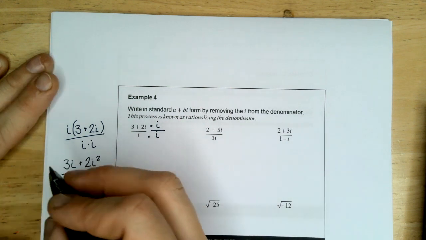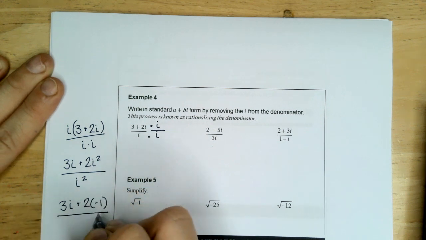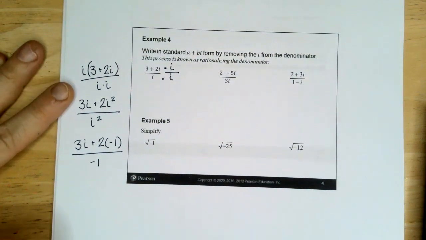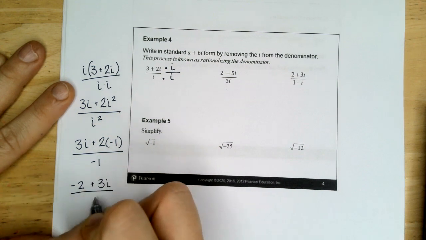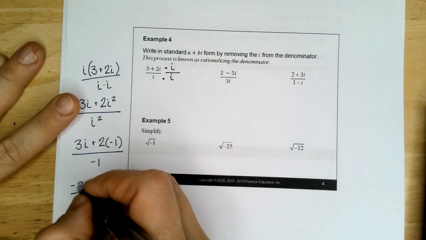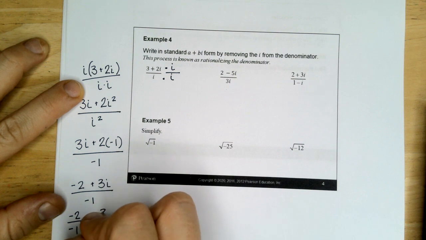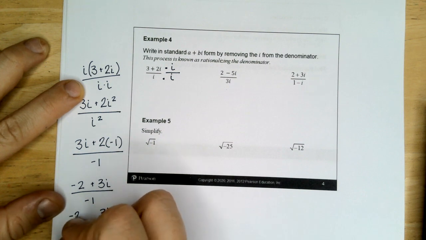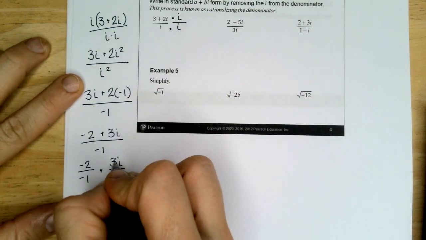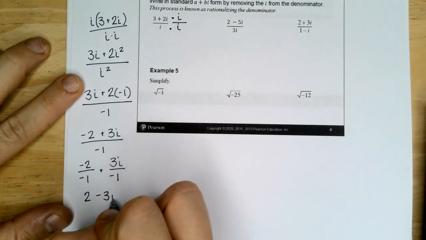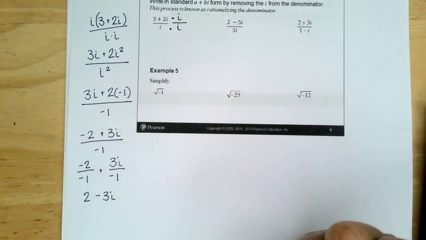Now I'm going to switch those i squares for -1s. 3i plus 2 times -1 over -1. Now I have -2 plus 3i divided by -1. Distribute that -1. -2 divided by -1 plus 3i divided by -1. Negative divided by negative is a positive, so that becomes 2. Positive divided by negative becomes a negative. So my final answer to 2 plus 3i divided by i is 2 minus 3i.